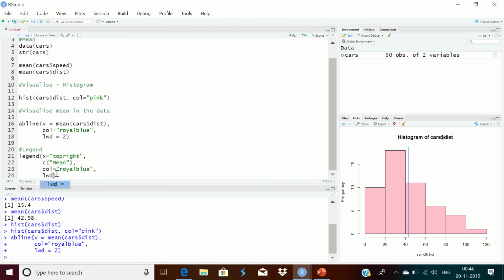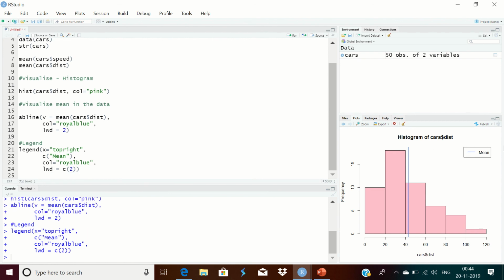and I give the width of the line here. So here you have it. You have the legend and you have the mean showing up in the data set. And yes, you have your histogram and your mean that is showing up. And this is as simple as it is, right?